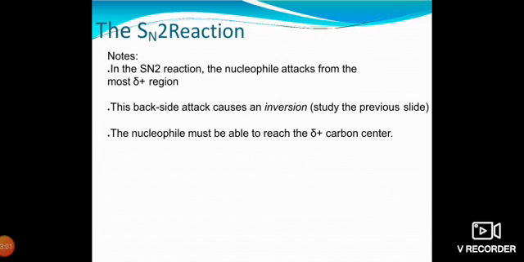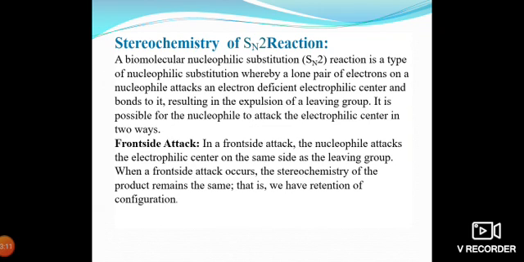The nucleophile attacks from the most positive region. The backside attack causes an inversion. The nucleophile must be able to reach the positive carbon center.